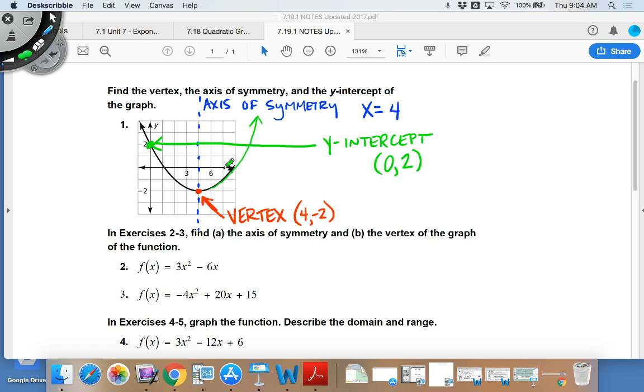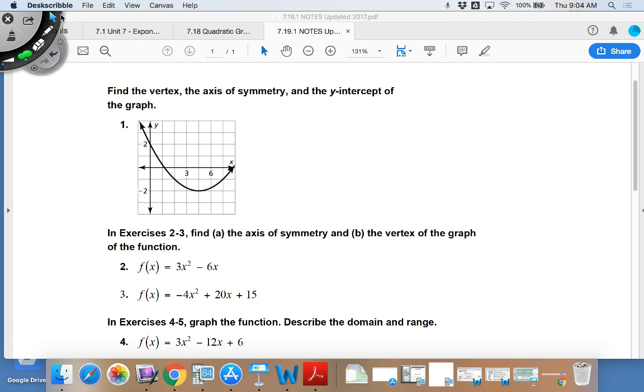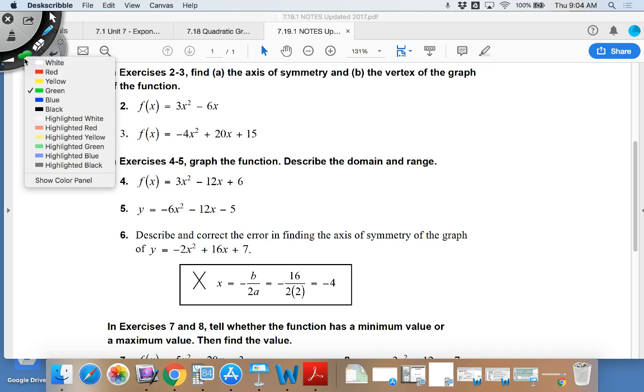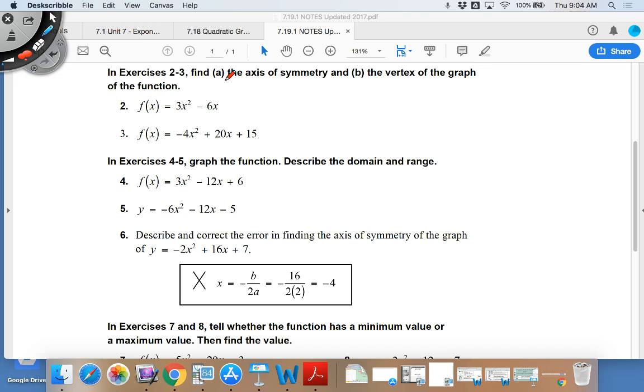Okay. We're not going to do all of these examples, so just know that I get that there's not tons of space for your notes. For exercises 2 and 3, find the axis of symmetry and the vertex. We're not going to do number 3 so that we can use all the room. So we're just going to look at number 2.